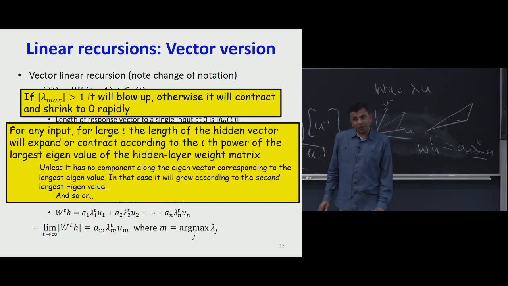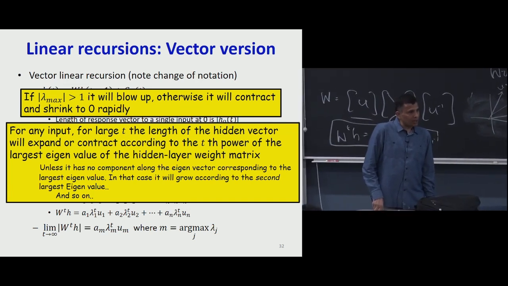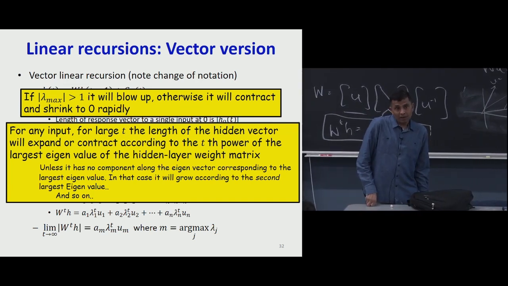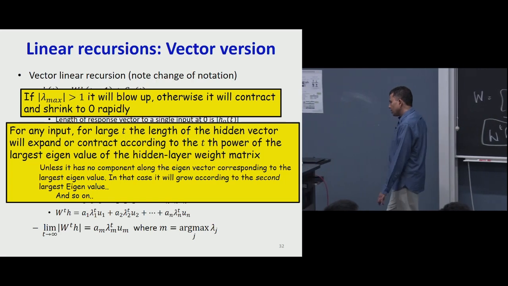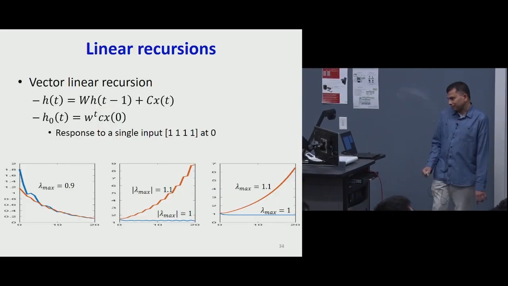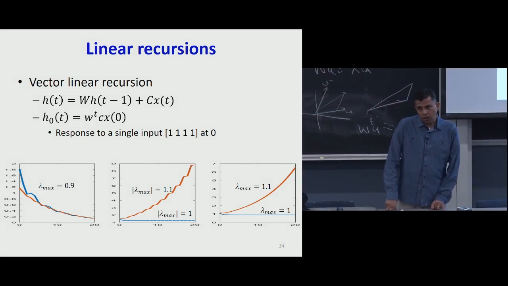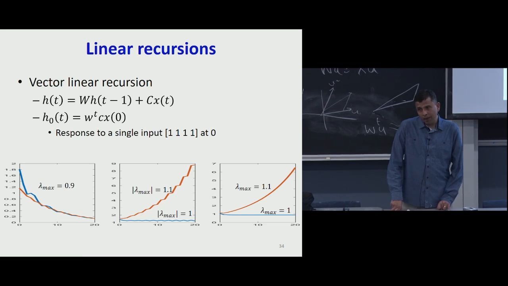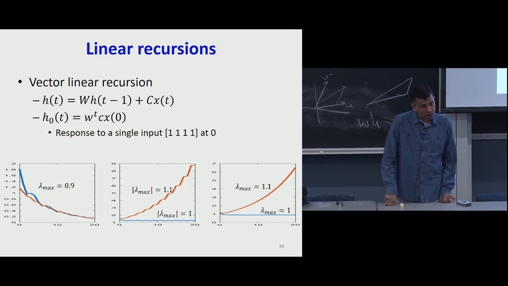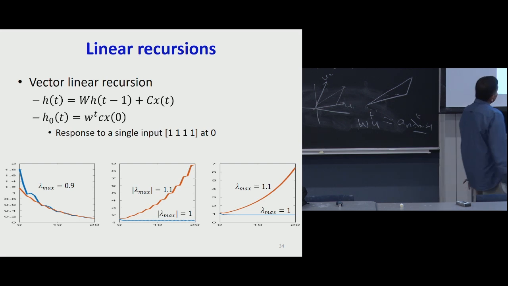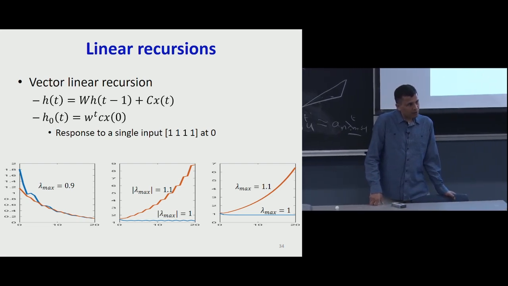If lambda_m, the largest eigenvalue, is greater than 1, what's going to happen? This is going to blow up exponentially. If the greatest eigenvalue is less than 1, it's going to shrink, right? So here are the behaviors that you will get. I'm using this simple recursion, and I'm showing you plots of the length of the hidden vector h as a function of the iterations. Here the maximum lambda value is 0.9, and you have other lambda values.